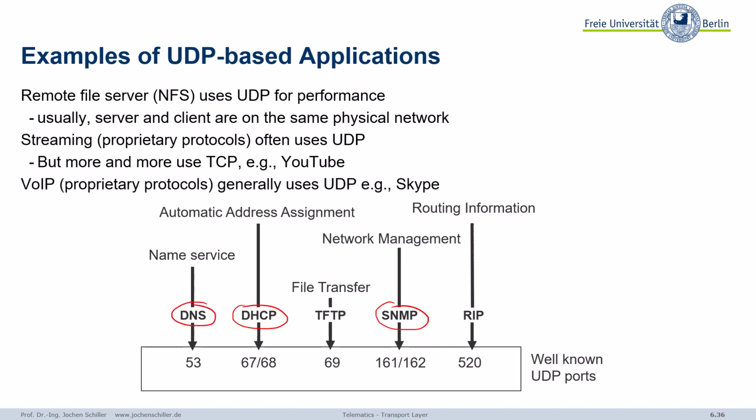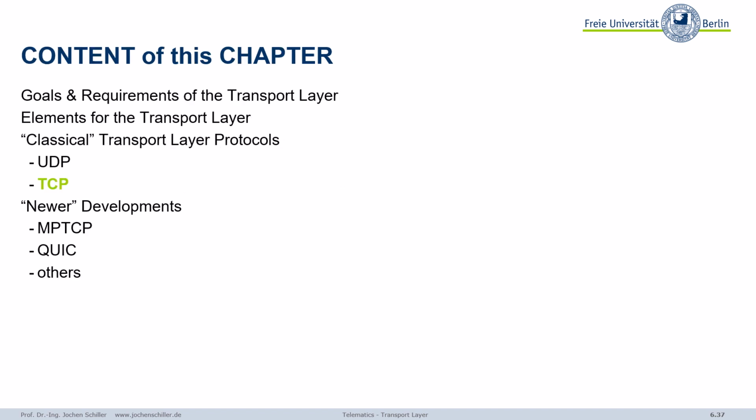Also some voice over IP, also proprietary application protocols, they quite often use UDP. Well, that's all about UDP. So UDP is not really complicated, but remember, we need it mainly for multiplexing, demultiplexing, and later, as we will see, for QUIC, a new protocol. So let's have a look at TCP.